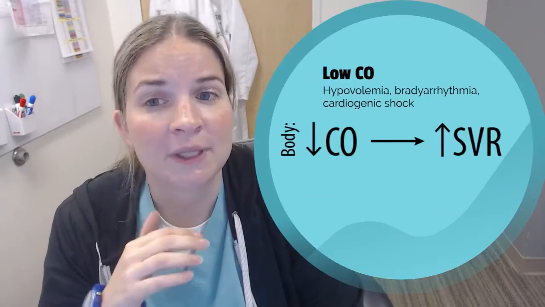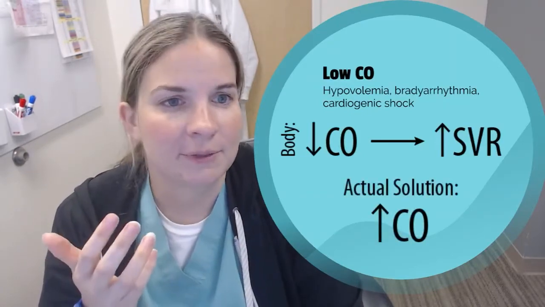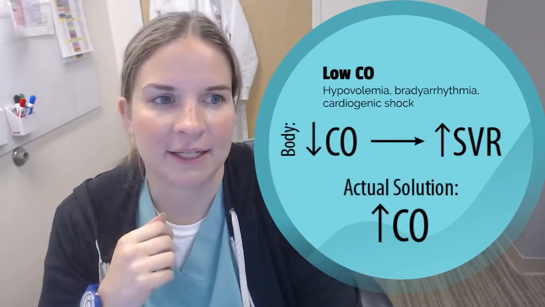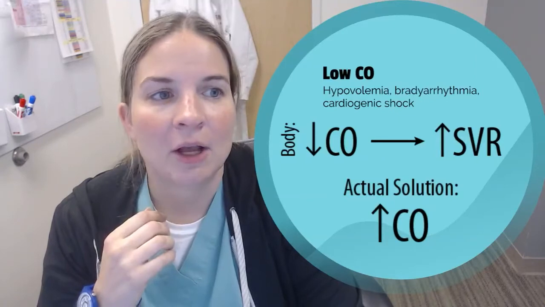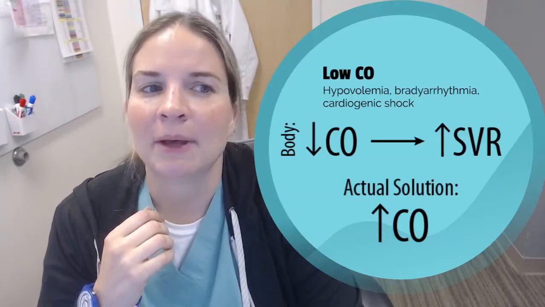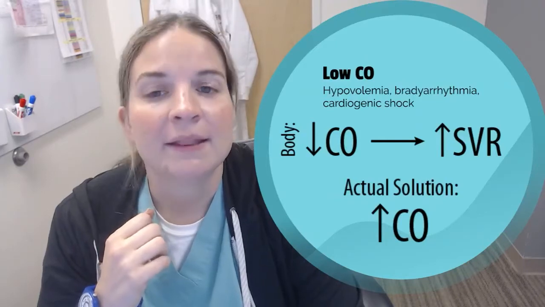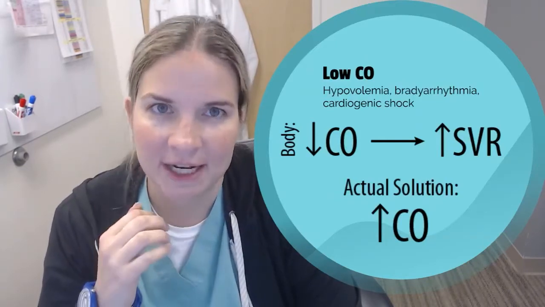To actually treat the underlying issue, you want to improve cardiac output. Give fluid to increase preload, inotropes to help contractility, chronotropic agents for bradyarrhythmias, etc. You may also want to decrease your SVR by reducing afterload to reduce the amount of work the heart has to do. These patients are already vasoconstricted, so vasopressors are not the answer and could potentially make things worse.